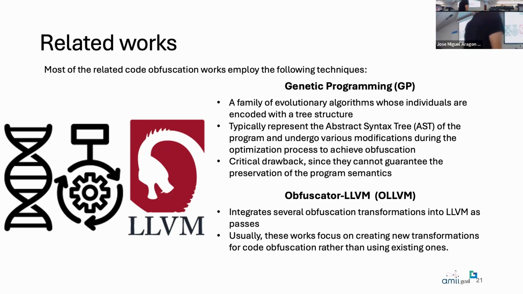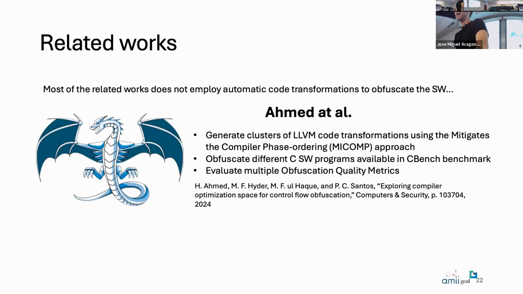There are also other works that use the LLVM compiler infrastructure for obfuscation. They usually use the open source project Obfuscator-LLVM, where they define some kind of code obfuscation technique and introduce it as a generic code transformation inside the LLVM infrastructure. There is a recent work from this year by Ahmed et al. that uses a similar concept to the one we are going to talk about here. They make clusters of LLVM transformations using a clustering approach, obfuscate different software programs using combinations of these clusters, and evaluate multiple obfuscation quality metrics.